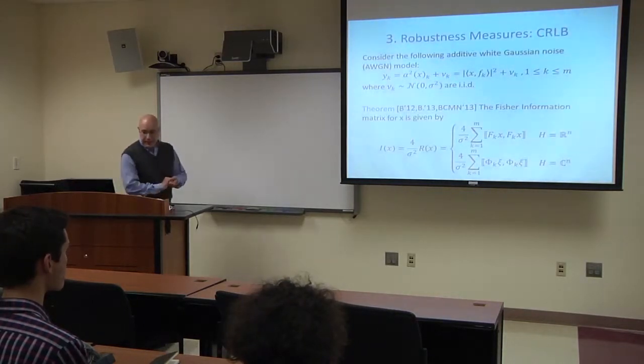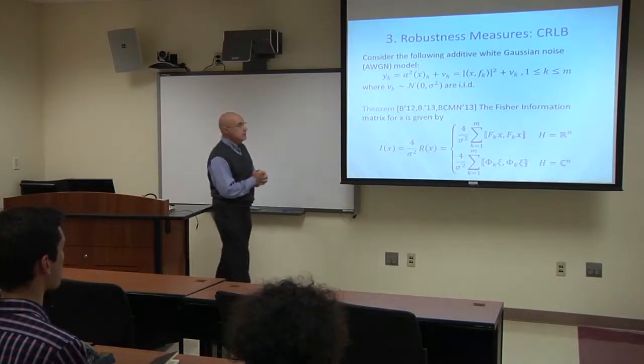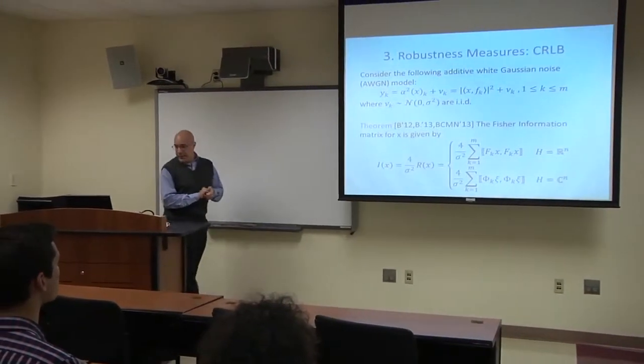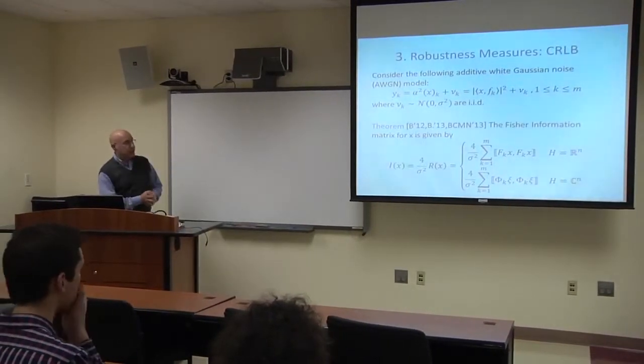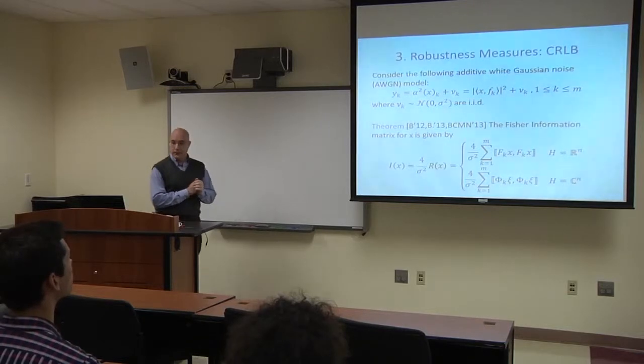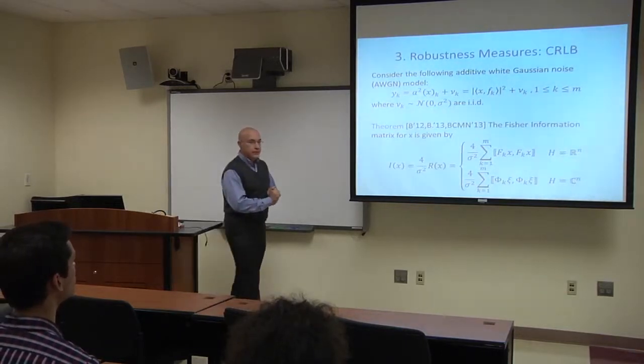Okay, now let me discuss a little bit about the robustness measures first, and then towards the end discuss the algorithm. I do so because some of the objects we introduced earlier have relevance here. So I'll start with the Cramer-Rao lower bound first.